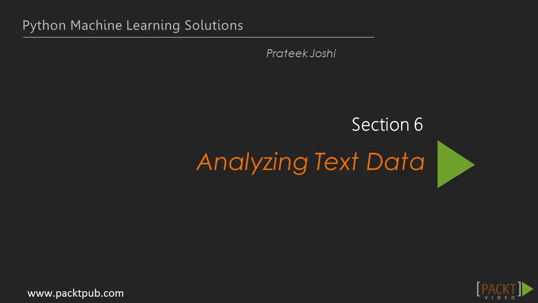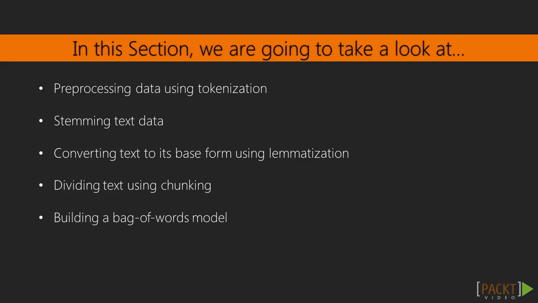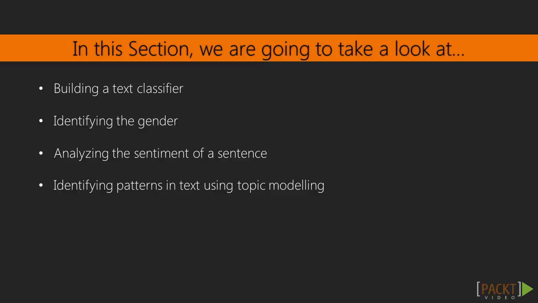Hello, welcome to a new section, Analysing Data Text. In the previous section, we learned how to build the recommendation engine. In this section, we'll first look at pre-processing data using tokenization, and then learn stemming and converting text to its base form. We also see how to build a text classifier, identify the gender and patterns in text, along with analysing the sentiment of the text.